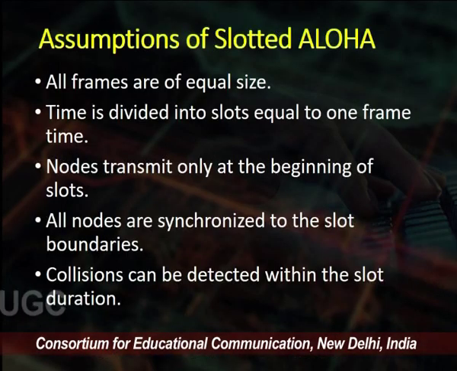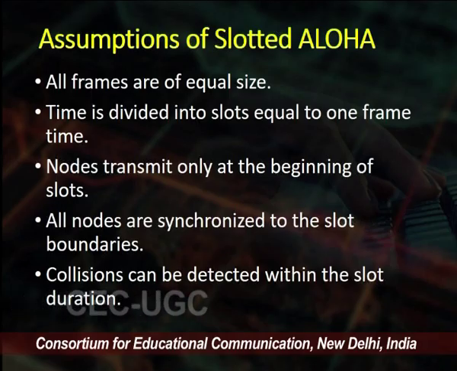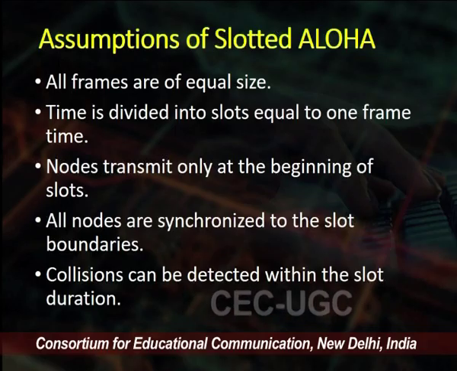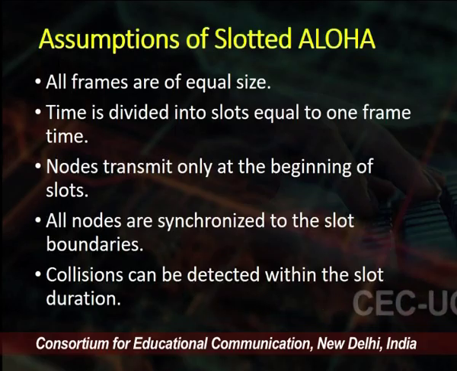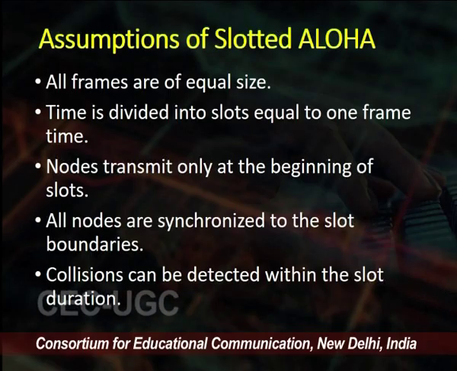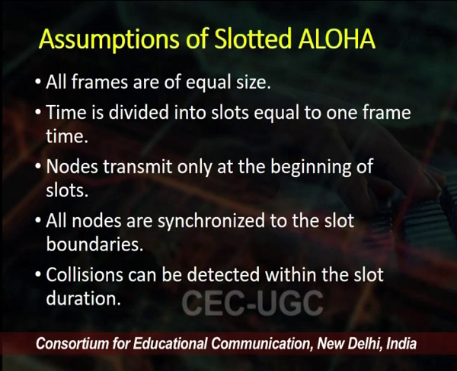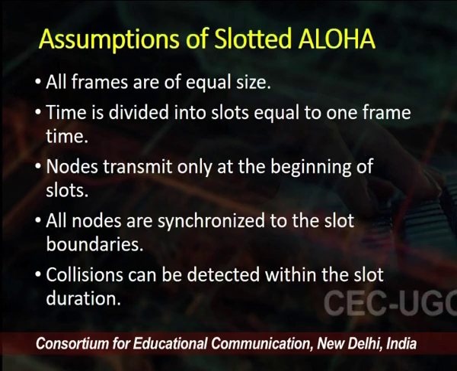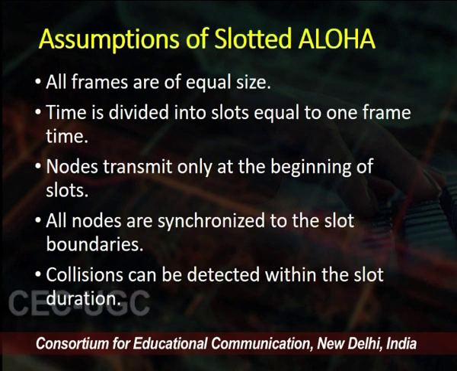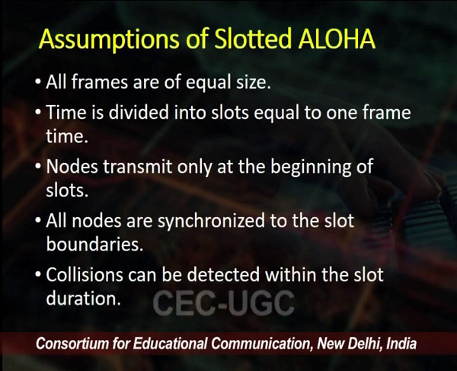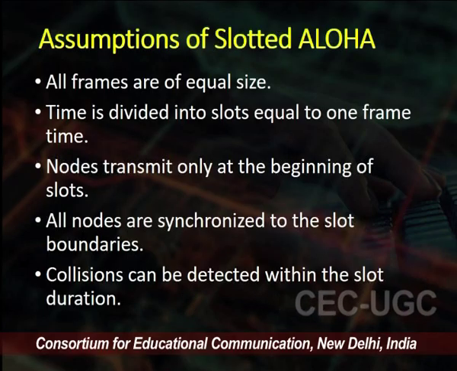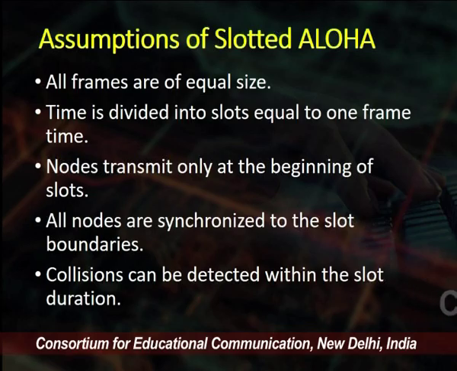So, let us look into these assumptions. The first assumption says that all the frames are of equal size. We have not considered varying sizes of different frames. Then time is divided into slots equal to 1 frame time. So the duration of the slot is also fixed, which is equal to 1 frame time. Then the assumption is that nodes will be able to transmit only at the beginning of the slot.